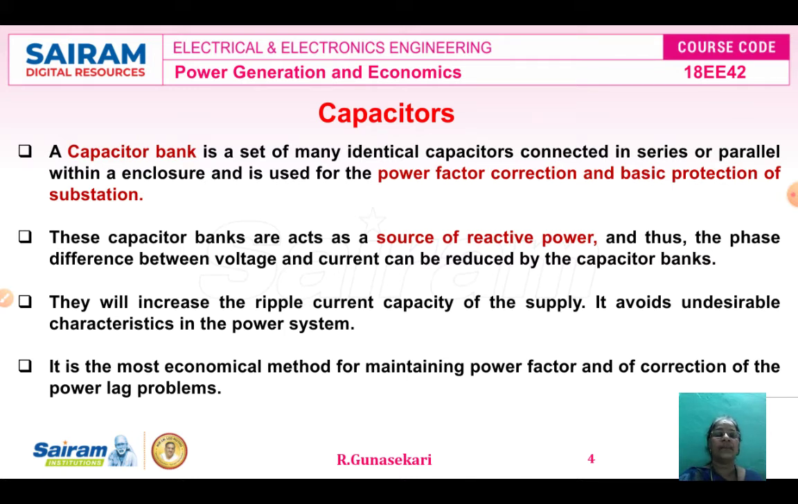The capacitor banks act as a source of reactive power. The phase difference between the voltage and current can be reduced by the capacitor banks. The capacitor bank will increase the ripple current capacity of the power supply. It is used to avoid undesirable characteristics in the power system.